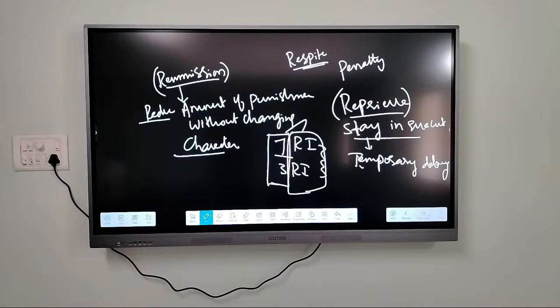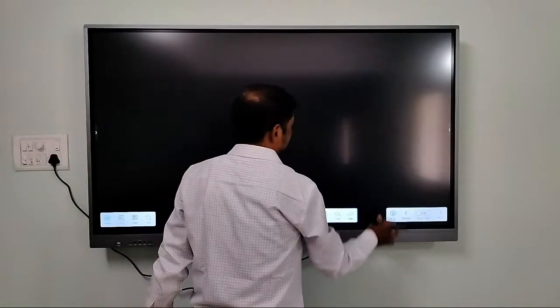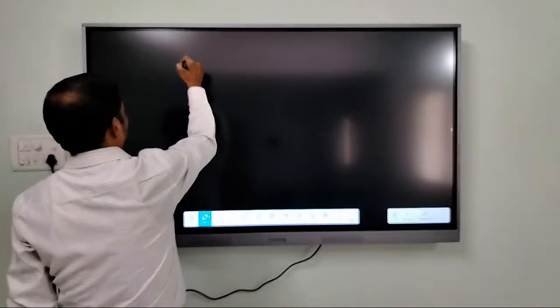Alright, so these are different judicial powers of President of India. Next, moving on to defense powers of President of India.